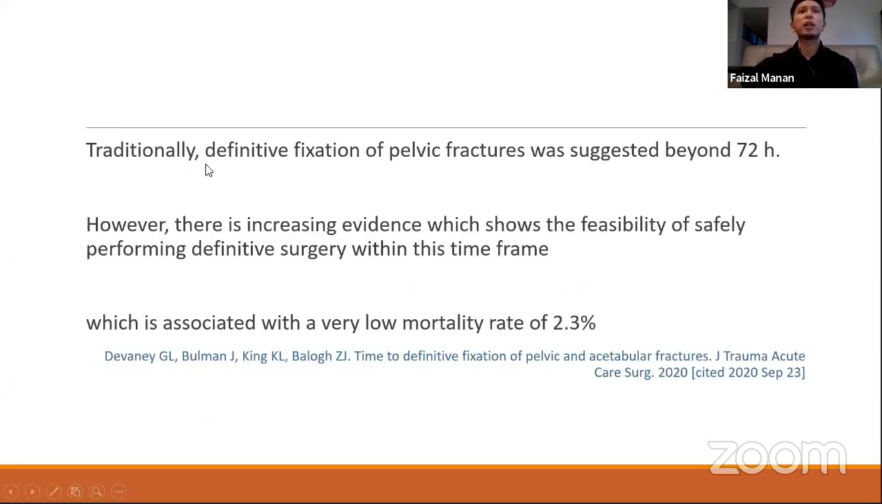Okay, traditionally, when do you need to go in and do the definitive fixation? So before the evidence out there, definitive fixation of pelvic fractures was suggested beyond 72 hours. However, there is increased evidence which shows the feasibility of safely performing definitive surgery within this time frame, which is also associated with a low mortality of 2.3%.